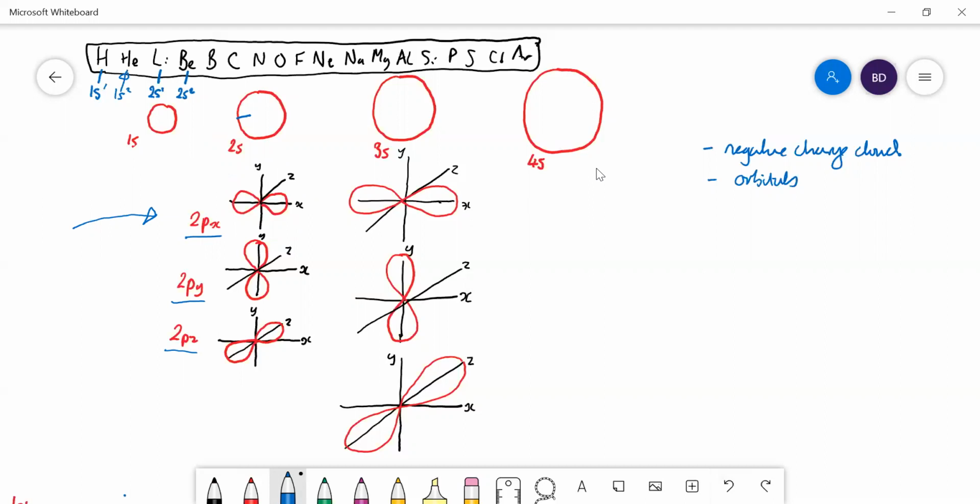So let's see how electrons are filled up in 2p. We're going to go to boron. What will happen with boron is that 1 electron will go into one of those orbitals, say 2px. So we write that down as 2p1.